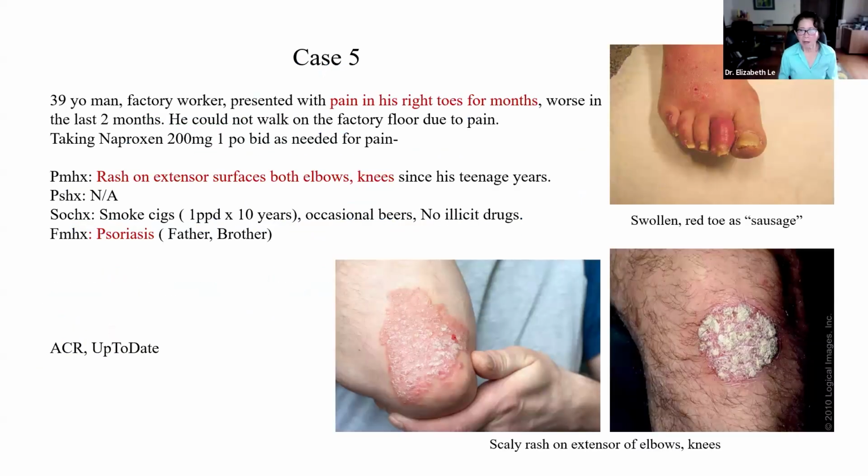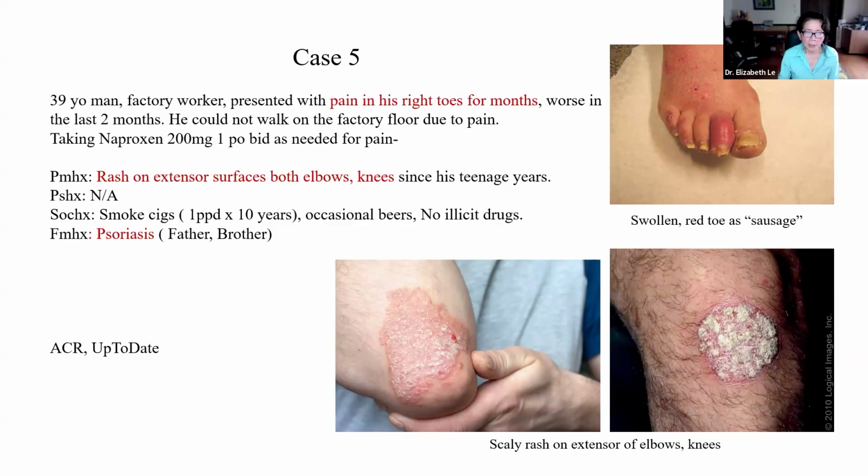Okay, case 5, a very interesting case. A 39-year-old man, a factory worker, presents to your clinic with pain in his right toes for months, like this. The right toe is swollen, red, and looks like a sausage. It's worse for the last 2 months. He could not walk on the factory floor due to pain, and he's been taking naproxen 200 milligrams once or twice a day, as needed for pain.